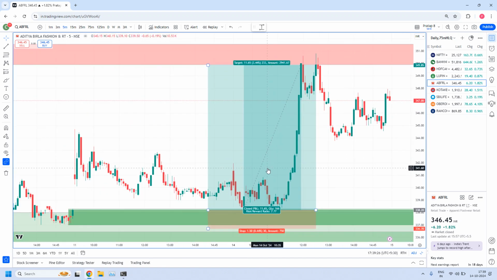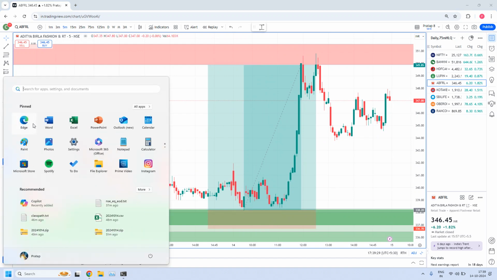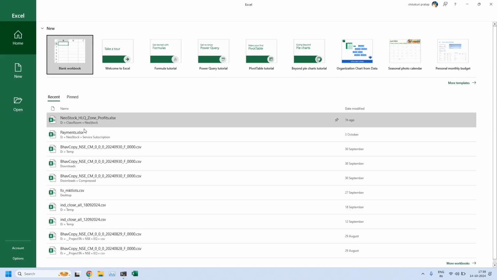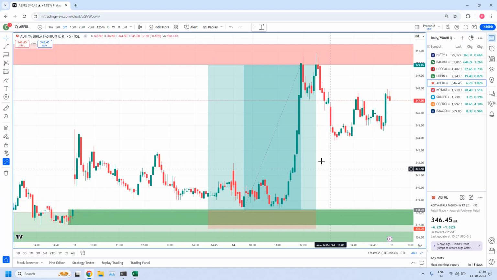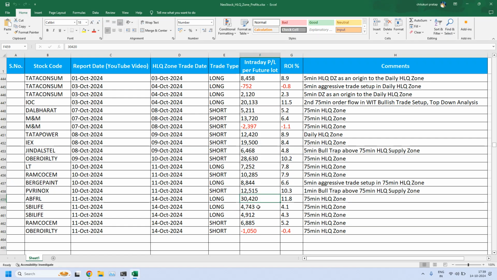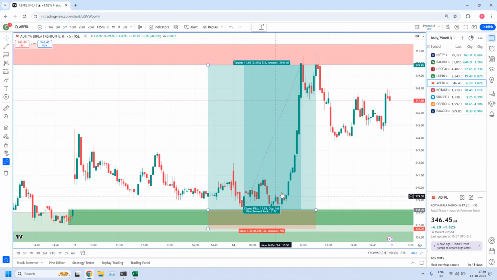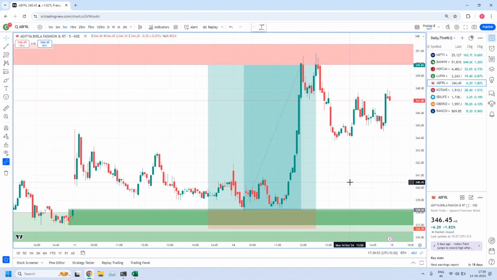So this is an excellent trade. How much profit has it given? Let me open the Excel sheet. ABFRL has given 30,420 rupees profit during the intraday. In just 2 hours 15 minutes, it has given 30,420 rupees profit, which is 11.8% ROI as per one futures margin cost. I repeat, 11.8% ROI as per one futures margin cost.